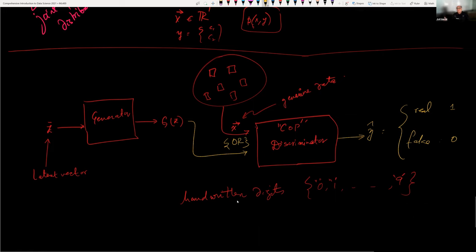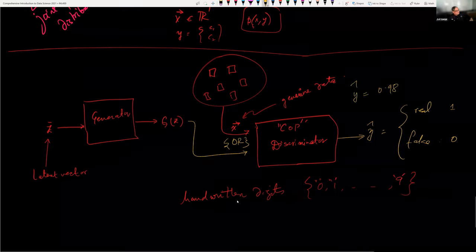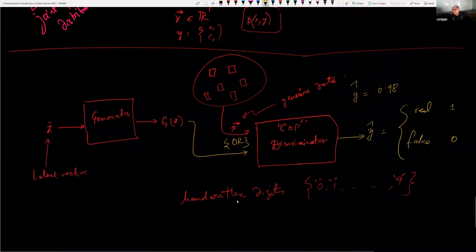So in other words, let's say that it predicts Y hat equal to 0.98, right? What is it trying to say? Y hat is closer to one or zero? At this moment, it's very close to one. So the discriminator is saying that most likely this is a real digit. It's real data, not fake data. All right, for the sake of our storytelling, we'll continue with the currency as an example.